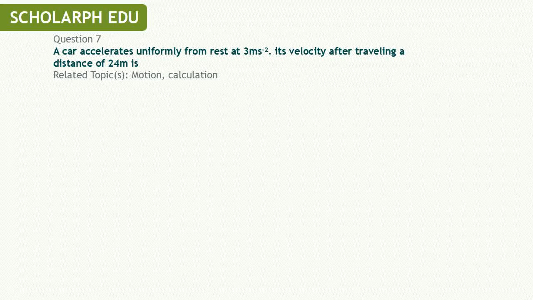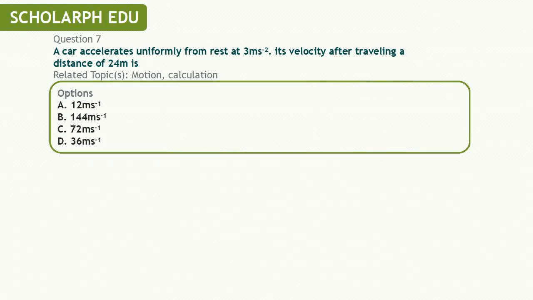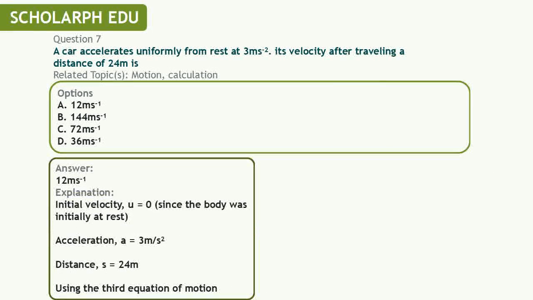Okay, next question on motion, and these are some calculations here. A car accelerates uniformly from west at 3 meters per second square. Its velocity after traveling a distance of 24 meters is. Alright, since the car is coming from west here, its initial velocity u will be equal to 0.